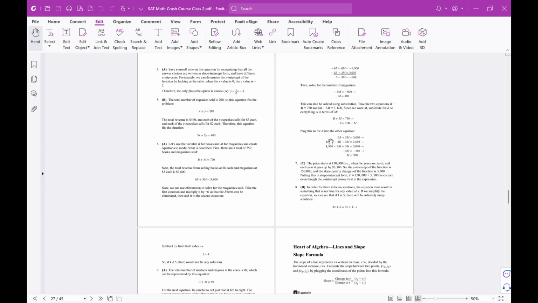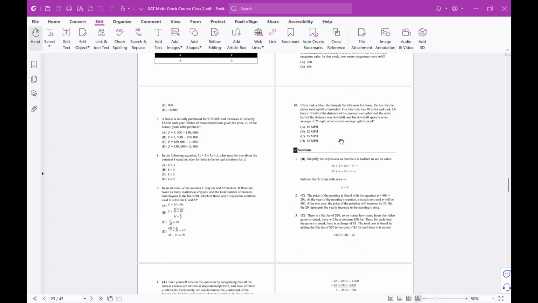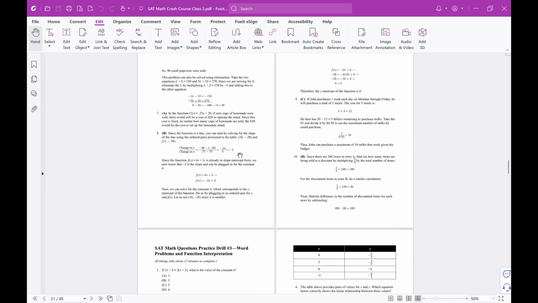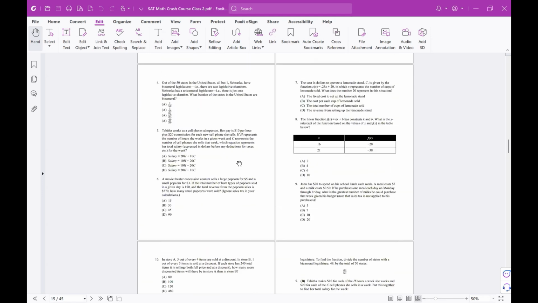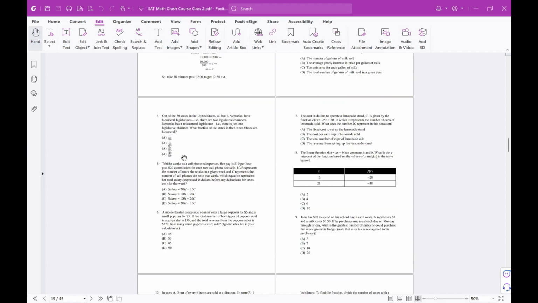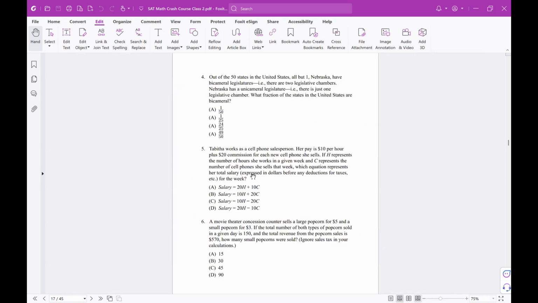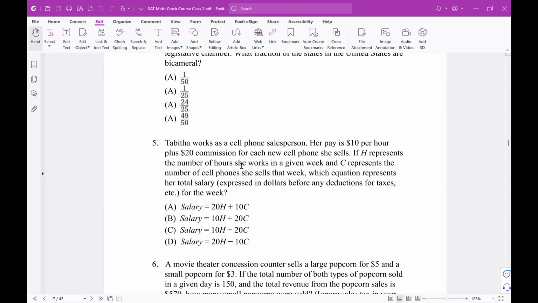But I think we have been able to solve all of our questions. For an example, I really want to look at a problem, what it basically looks like. I'm just trying to give you an example. Take problem number 5. Tabitha works as a cell phone salesperson. Her pay is $10 per hour plus $20 commission for each new cell phone she sells. Actually, this is one of the practice problems, okay?